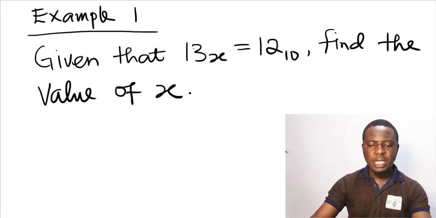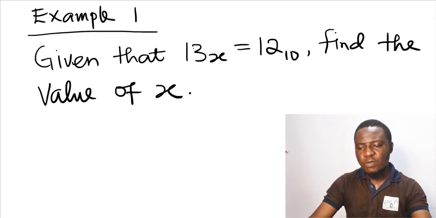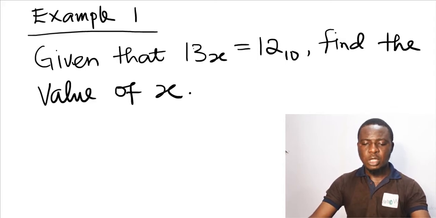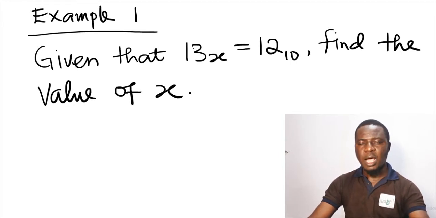Example 1 says, given that 13 base x is equal to 12 base 10, we should find the value of x. We don't know the base, and it's said to be x. 13 in what base is equivalent to 12 in base 10? That is the question. So what we have to do in this case is to, first of all, convert 13 from base x to base 10, which we already know how to do. And once you're able to do that, you'll be able to solve.